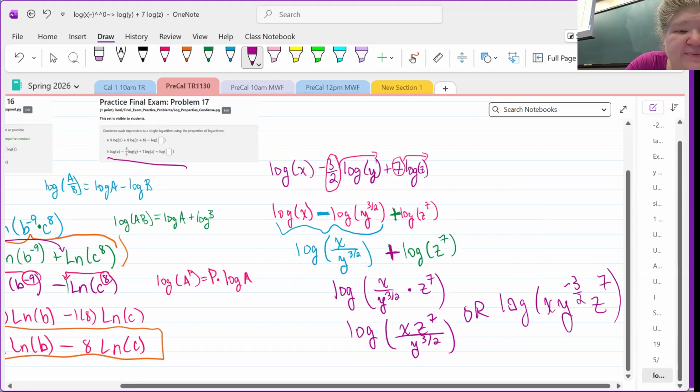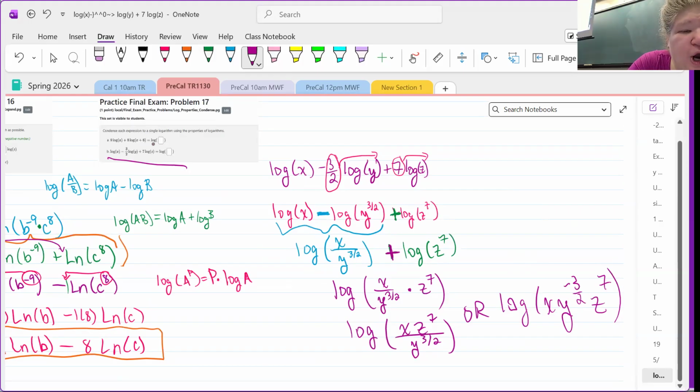Just remember when you're typing the answer on WebWork, WebWork already wrote the log in front for you, so you're only typing what's inside the logarithm.